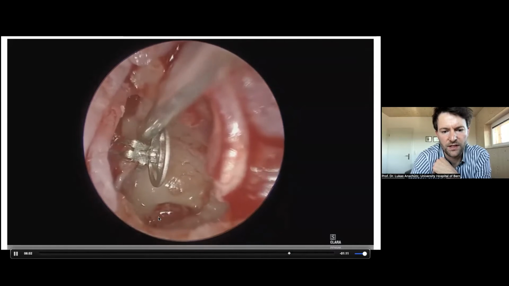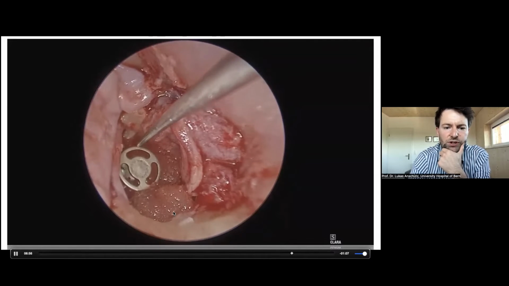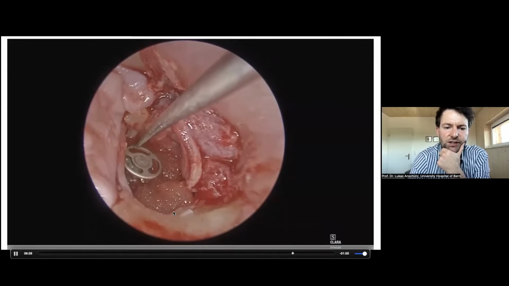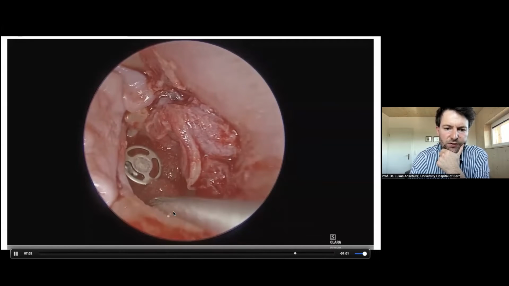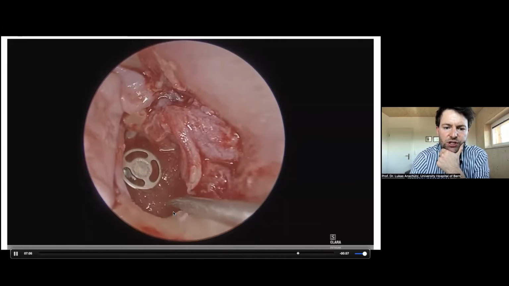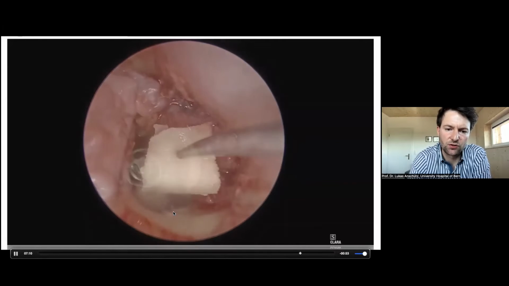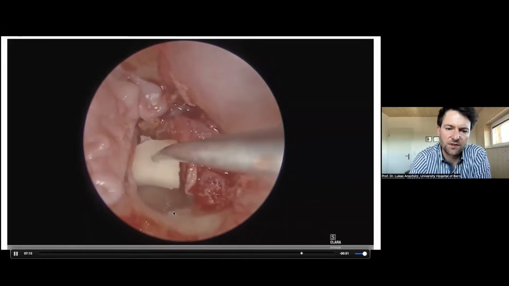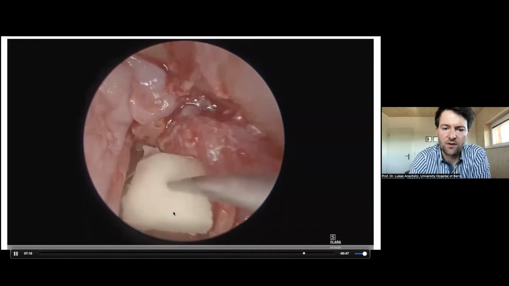You can see the reflex on the round window. I put a little bit of gelfoam into the ear just as needed. Don't think we need too much here. A little bit of gelfoam to hold the prosthesis in the right position and to then put some cartilage on top. Sometimes, because you have only one hand, you need to develop some strategies.